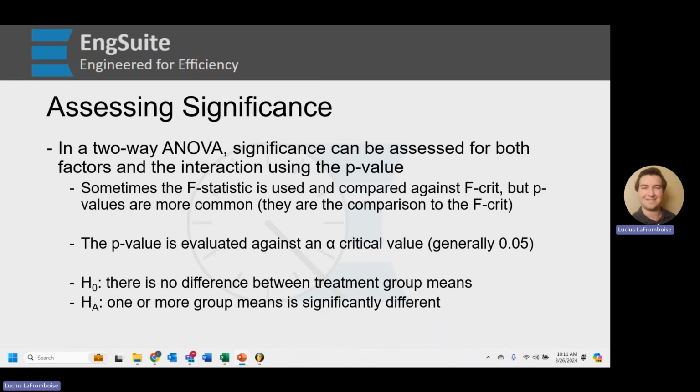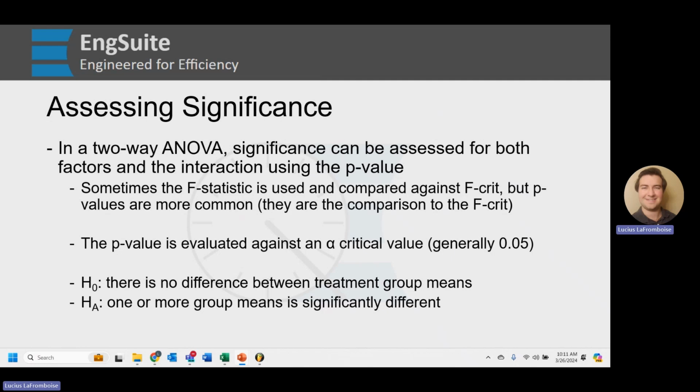Assessing significance. So this is like the major part of ANOVA. And in a two-way ANOVA, significance can be assessed for both the factors and the interaction using the p-value. Now, sometimes you'll see an F statistic used and compared against a critical F, but p-values are more common because they are a comparison to the F critical, and they also represent your risk of type 1 error. And that's what your alpha critical value is. Generally, most organizations use 0.05, but check with your organization, make sure that you are using what your organization is supposed to be using.